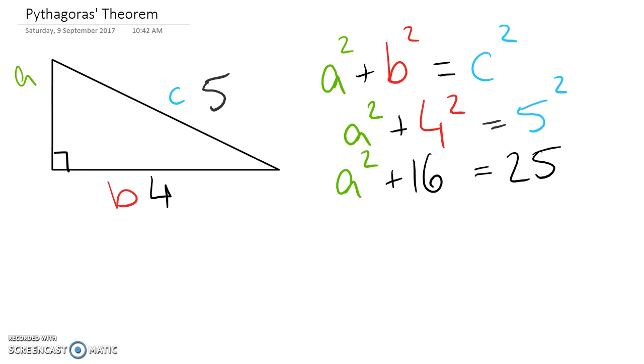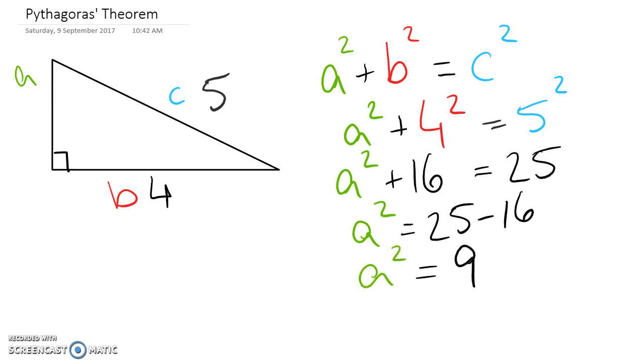Let's subtract 16 from both sides. A squared equals 25 take 16, which means that A squared equals 9. We'll take the square root of both sides. A equals 3. And we're done.